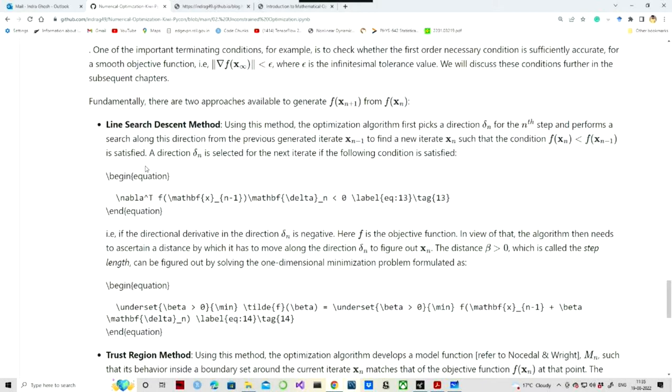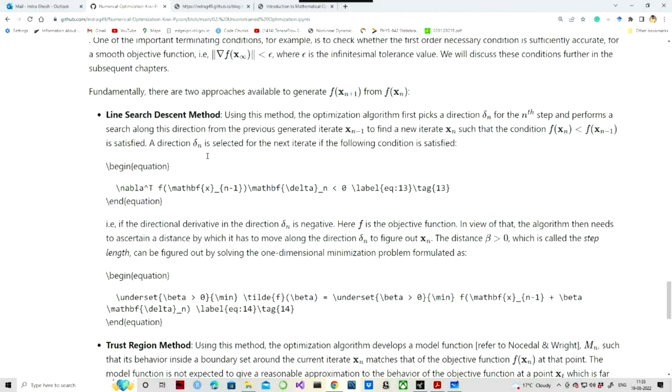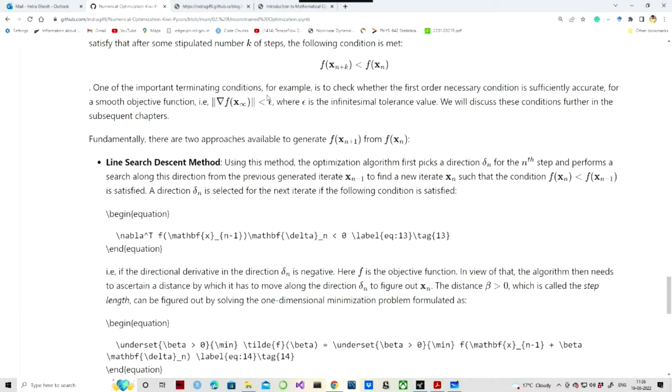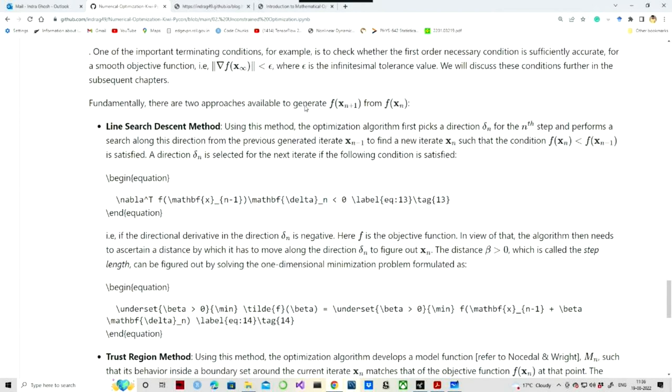As I said, one of the important terminating conditions for our algorithm is to check whether the first order necessary condition is sufficiently accurate. That means for a smooth objective function, the norm of the gradient should be less than an infinitesimal tolerance value, epsilon. You can choose it to be 10 to the power minus 4 or 10 to the power minus 5 if you want. We'll discuss these conditions further in later chapters.